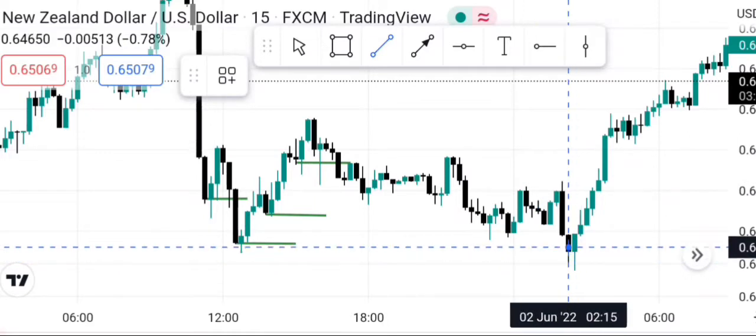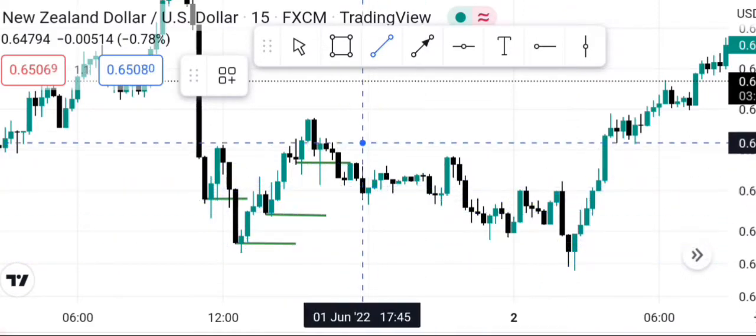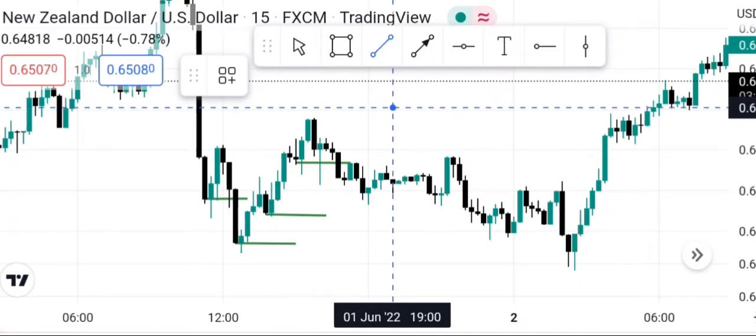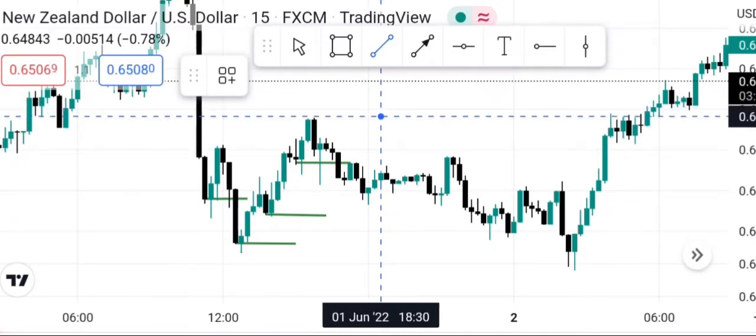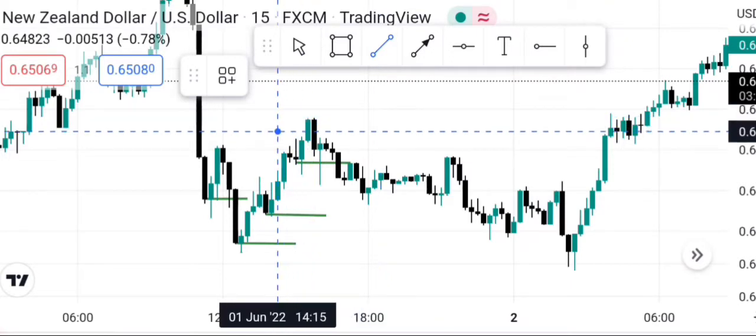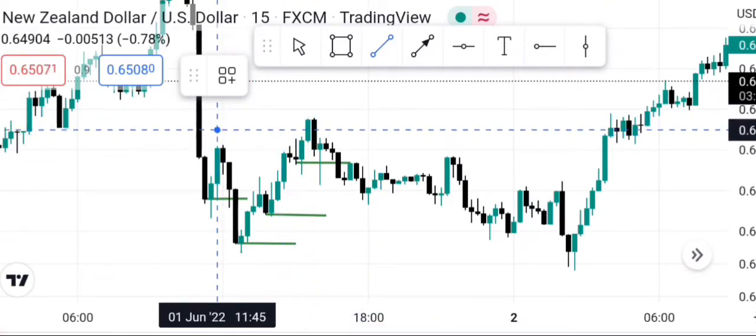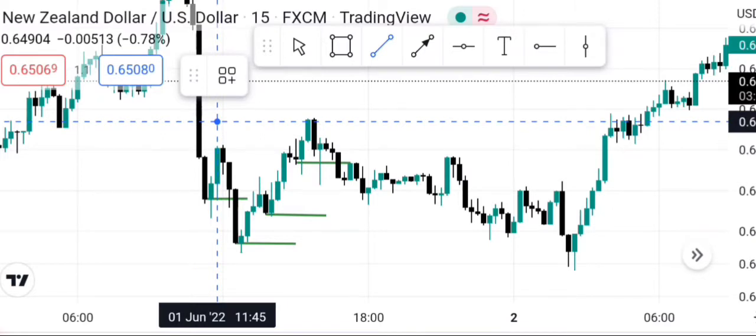Okay, now let's go to the swing highs. Now, remember the definition for swing highs. It's just vice versa for swing lows. For a swing high, you must have a high, a bullish candle, and then you must have two bearish candles following it as well.